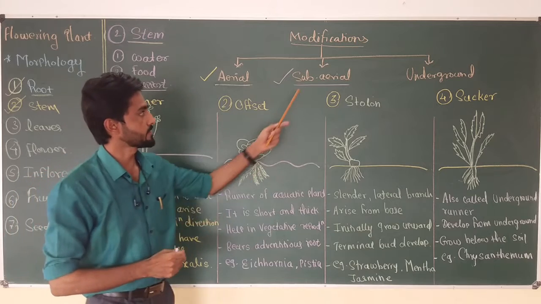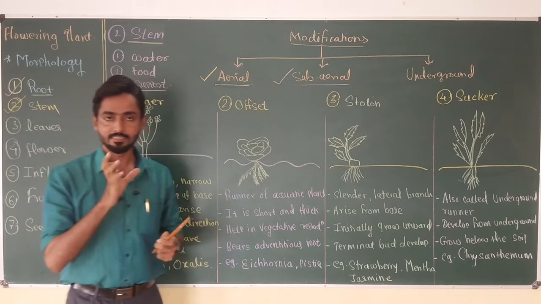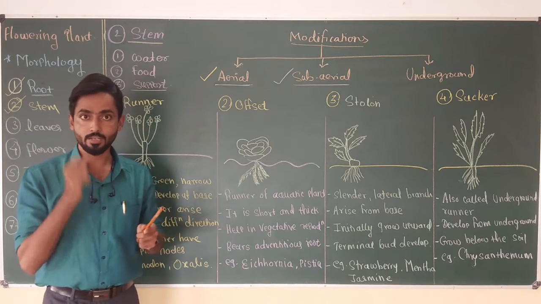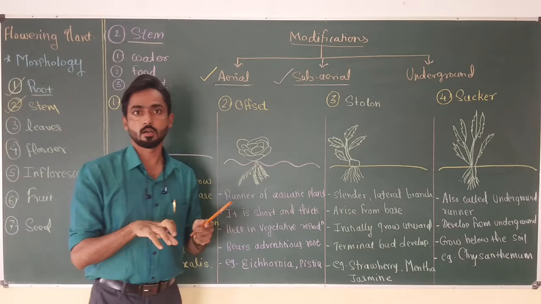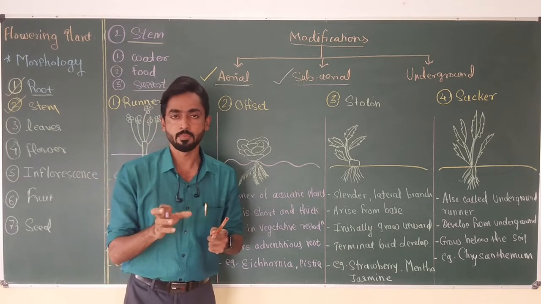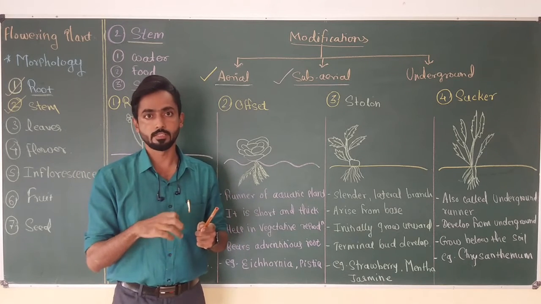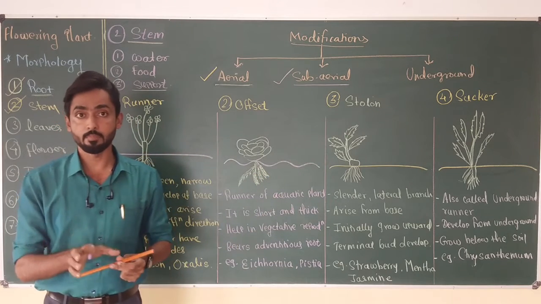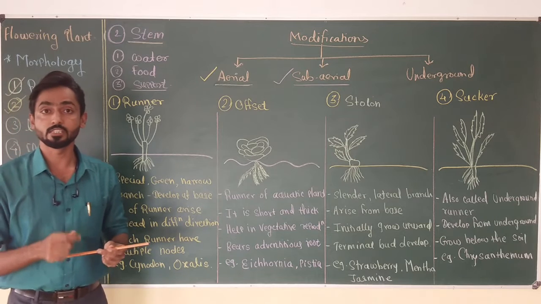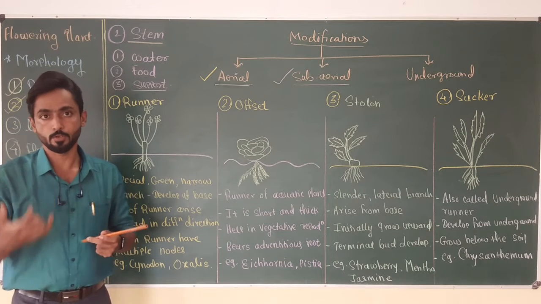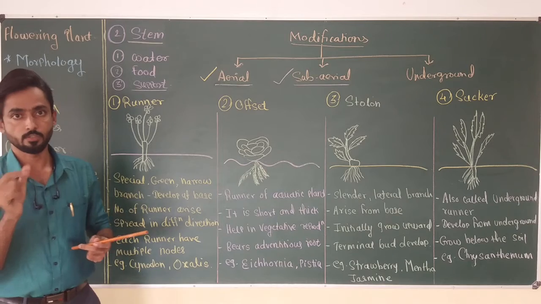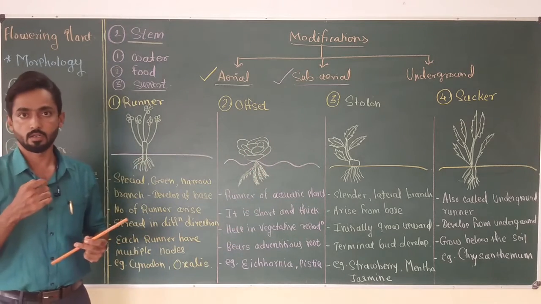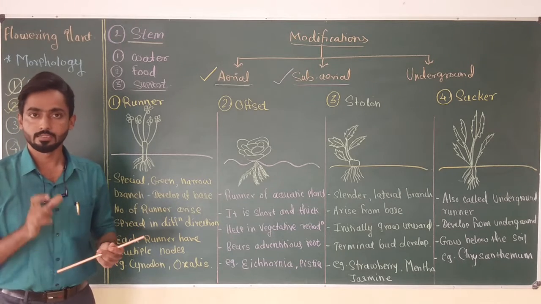What is subaerial modification? In this type of modification, the stem spreads on the surface of the soil, and occasionally it is found below the ground. That means some part of the stem may be present beneath the soil. It is called subaerial modification of the stem, and this type of modification mainly helps in perennation as well as vegetative reproduction. If the plant wants to reproduce, in that case the stem of the plant has to perform subaerial modification so that it helps in the reproduction of that particular plant.